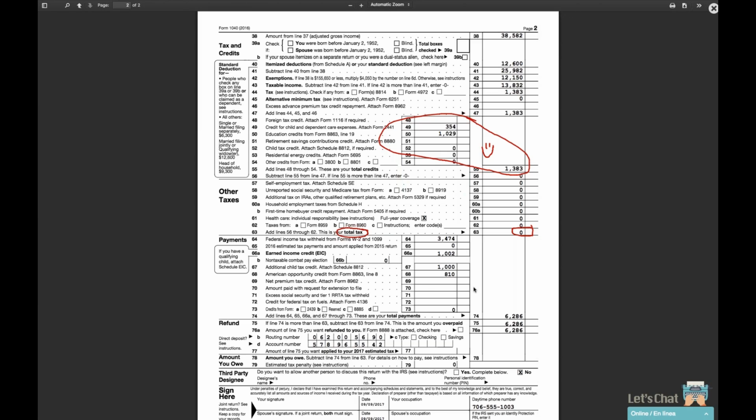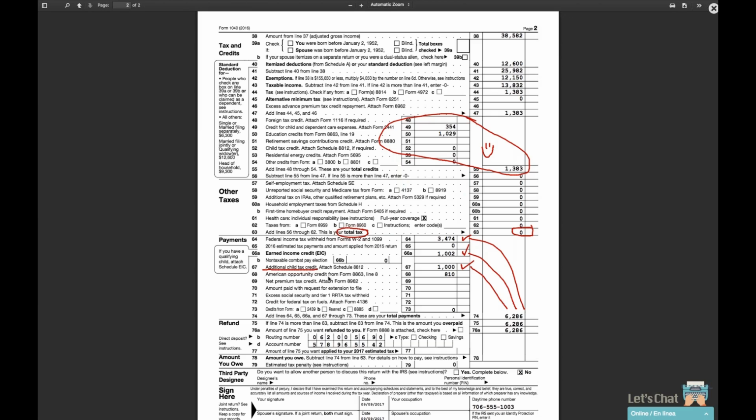And how does the refund work? Oh, well, guess what? You pay taxes throughout the year. You and your wife paid a total of $3,474. Money that's coming back to you. And also because of your filing status and your income, you qualify for $1,002 of earned income credit. Awesome. Money that's coming to you. And you also qualify for additional income tax credit. Why? Because you pay taxes and because of your income, right? So that's awesome. Money that's coming to you.